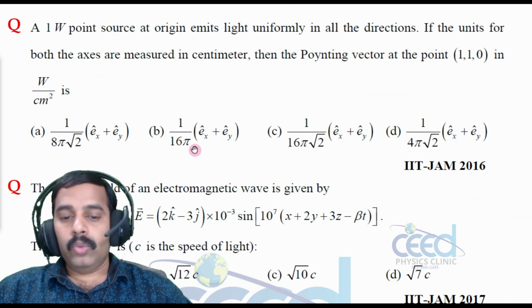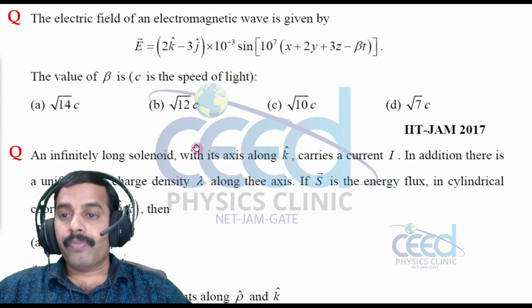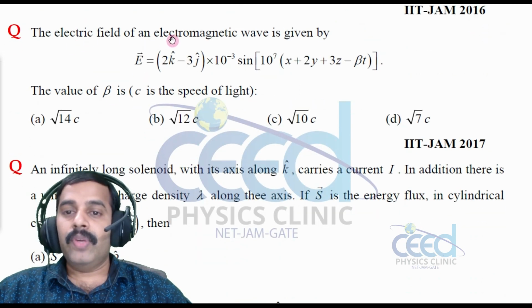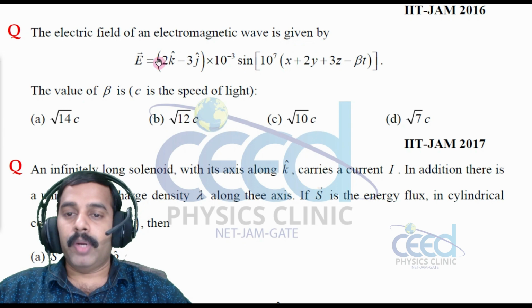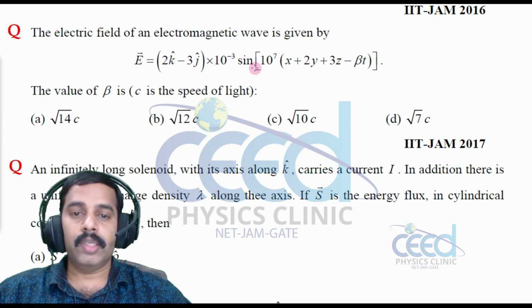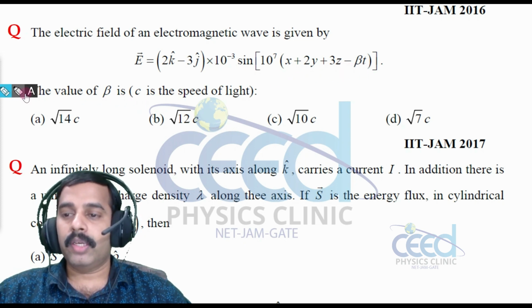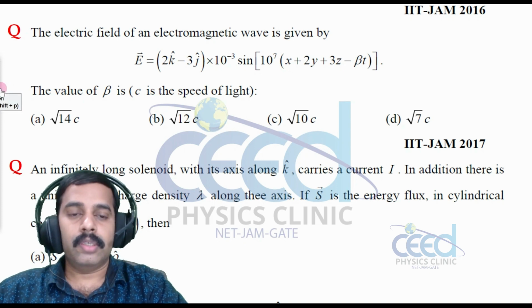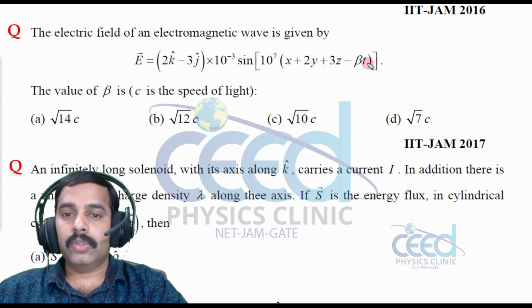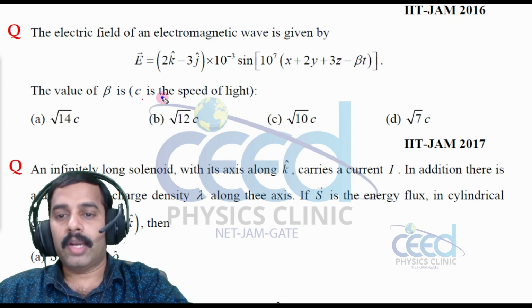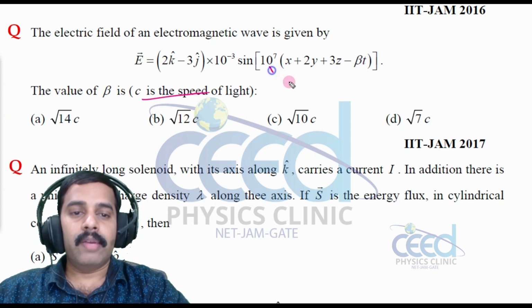Now let us come to another problem. The electric field of an electromagnetic wave is given by E is equal to 2 k cap minus 3 j cap times 10 raised to minus 3 sine of 10 raised to 7 into x plus 2y plus 3z minus beta t. The value of beta we need to find, right? What is the value of beta? Beta is 10 raised to k, right? So the electromagnetic wave is light, and what is this k vector?